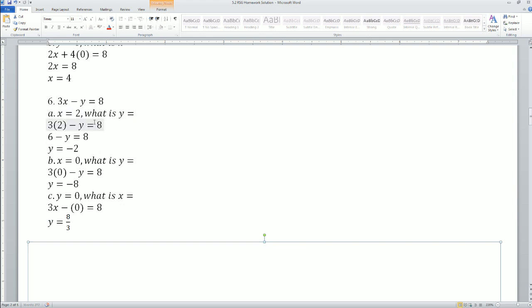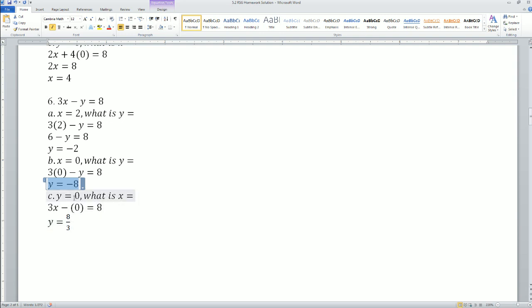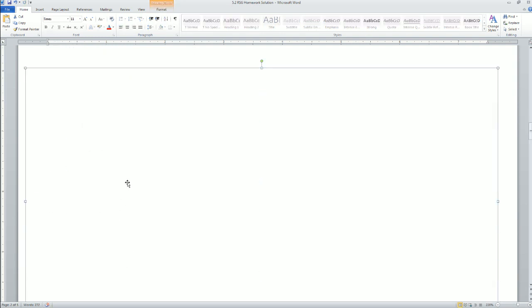Right here again, you could look at the algebra, but I'm just going right. X equals 2, y equals negative 2. Right, I plug in that 2, solve for y. Same thing here. X equals 0 goes in, y equals negative 8. Same thing here. Y equals 0. Divide 3 to both sides, you get y equals 8 over 3. Right, those are all valid answers.